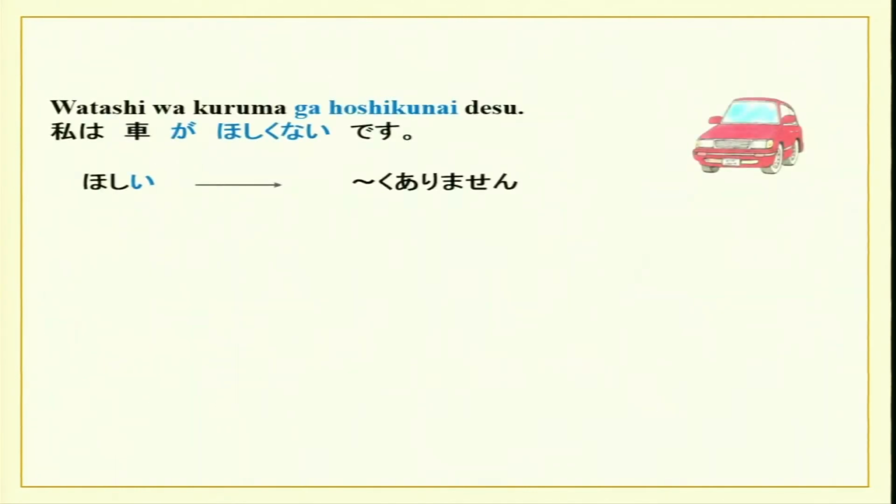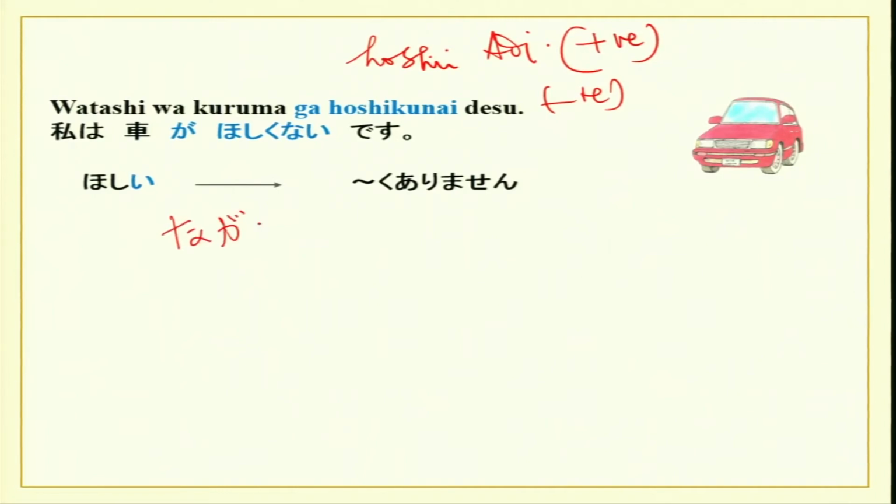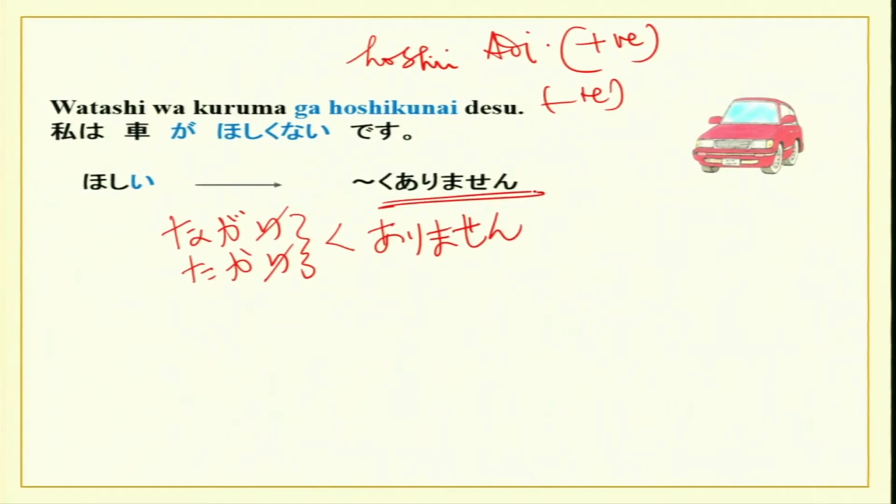Now, if we have hoshii, which is an adjective, we also have a negative, this is a positive, and we also have a negative. So, what is the negative? We will start with adjectives. Nagai, takai. So, if you have to make a negative, you have to remove this ku, and arimasen as is given over here.